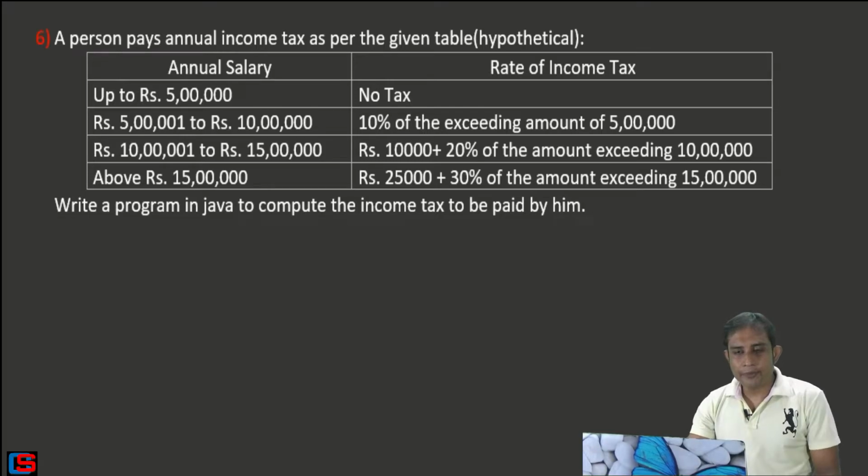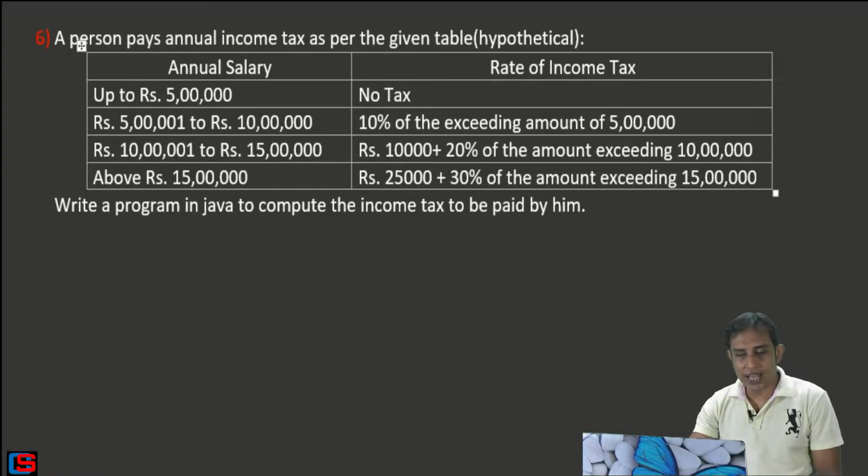In the next program, a person pays annual income tax as per the given table, which is basically a completely hypothetical table. If the annual salary is up to rupees 5 lakhs, then the rate of income tax is no tax. It means the tax amount is 0.